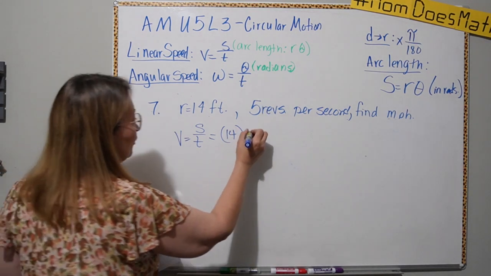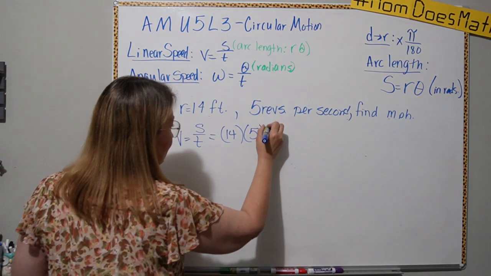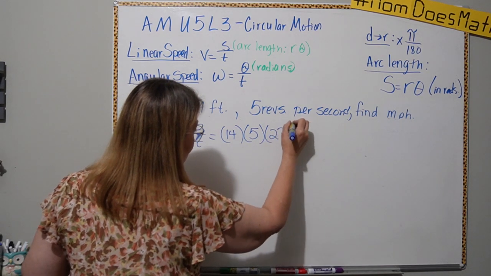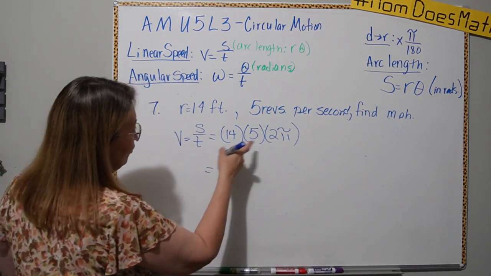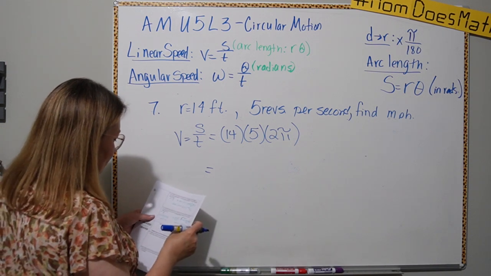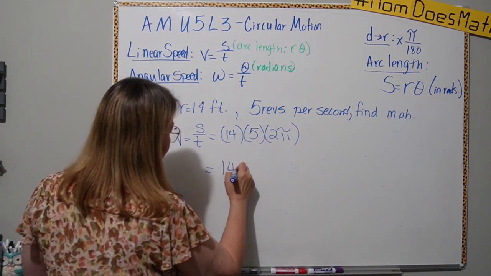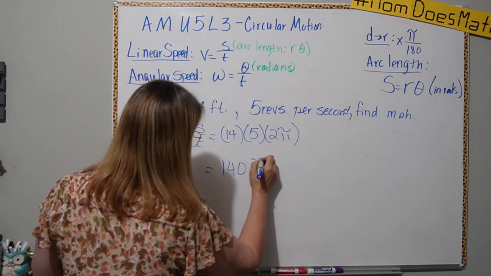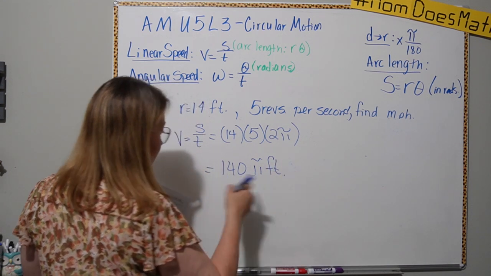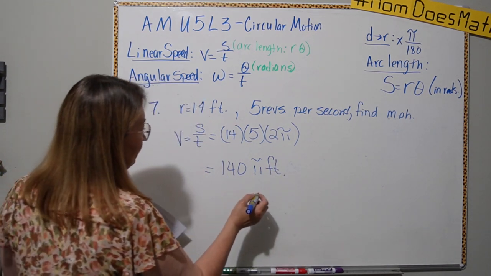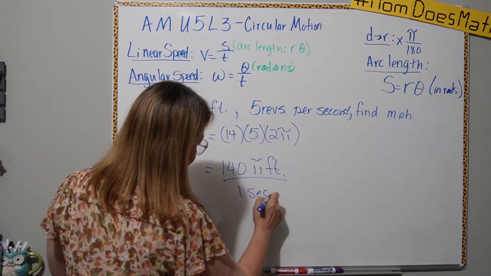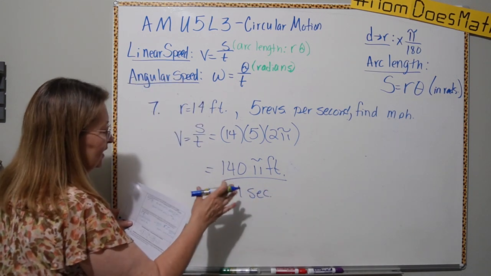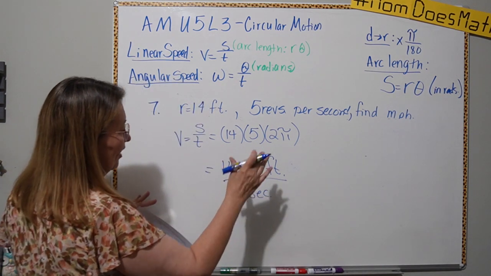And what is S? Well, it's your radius, which is 14 feet, times the angle measure. Well, since we're going around 5 times, that's 5 times the radian measure of a circle, which is 2 pi. So once you multiply 14 times 5 times 2 pi, you're going to get 140 pi feet. So this is the distance, and this is per second, per 1 second. So now we need to convert this to miles per hour.